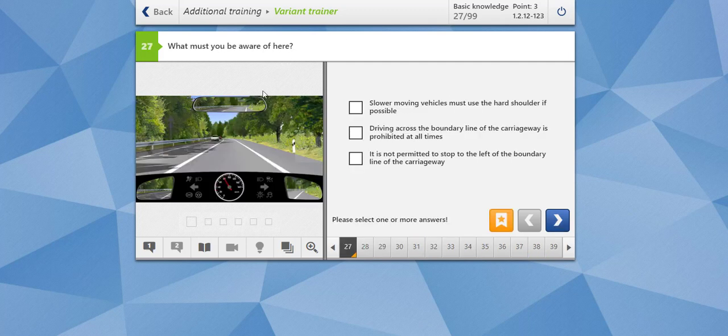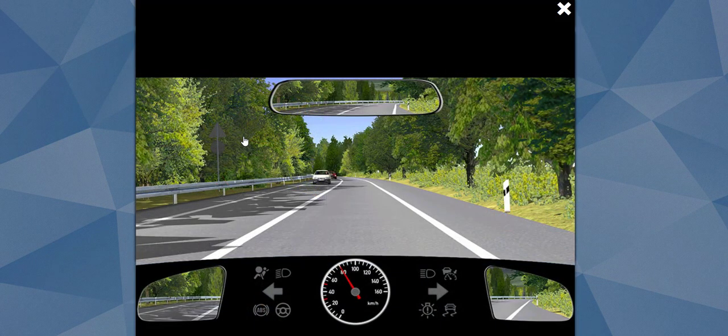What must you be aware of here? So what we are seeing here is that we are moving at 80 km per hour and we are on the Landstraße. We are outside. And then there is a solid line boundary, which means you are not allowed to cross. So let's look at the options.